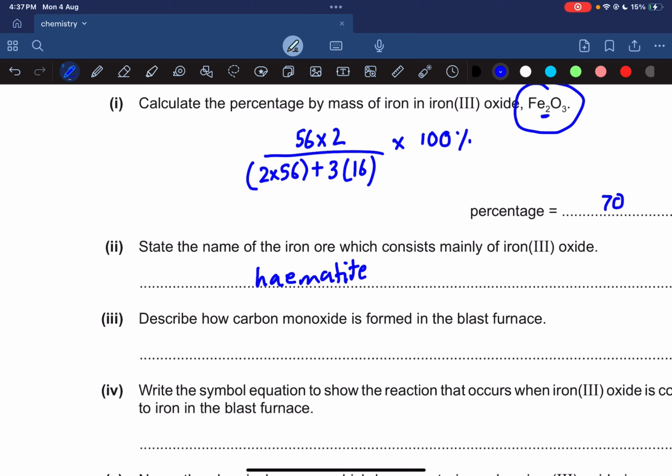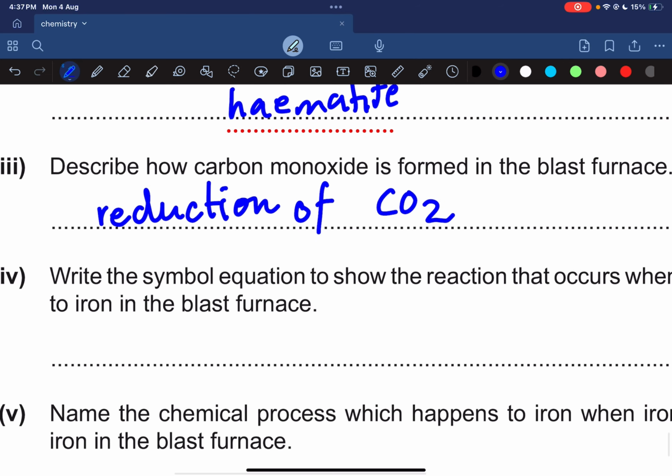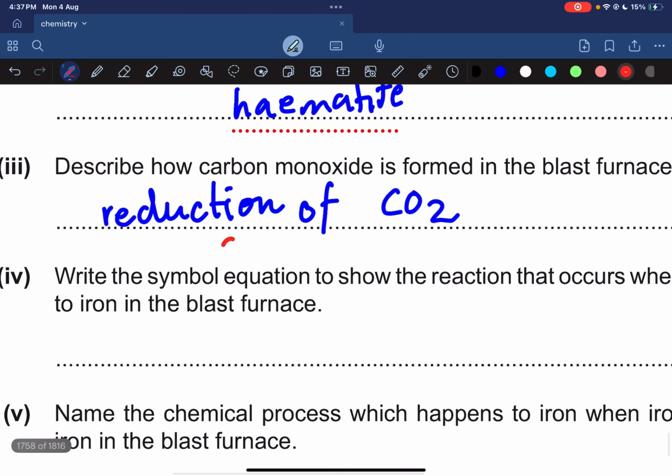Okay, describe how carbon monoxide is formed in the blast furnace. Carbon monoxide is formed by the reduction of carbon dioxide. You have to write this process, that it's formed by the reduction of carbon dioxide. How is carbon dioxide reduced? See over here, you have this carbon dioxide. You make this carbon dioxide react with more carbon, and you form carbon monoxide.